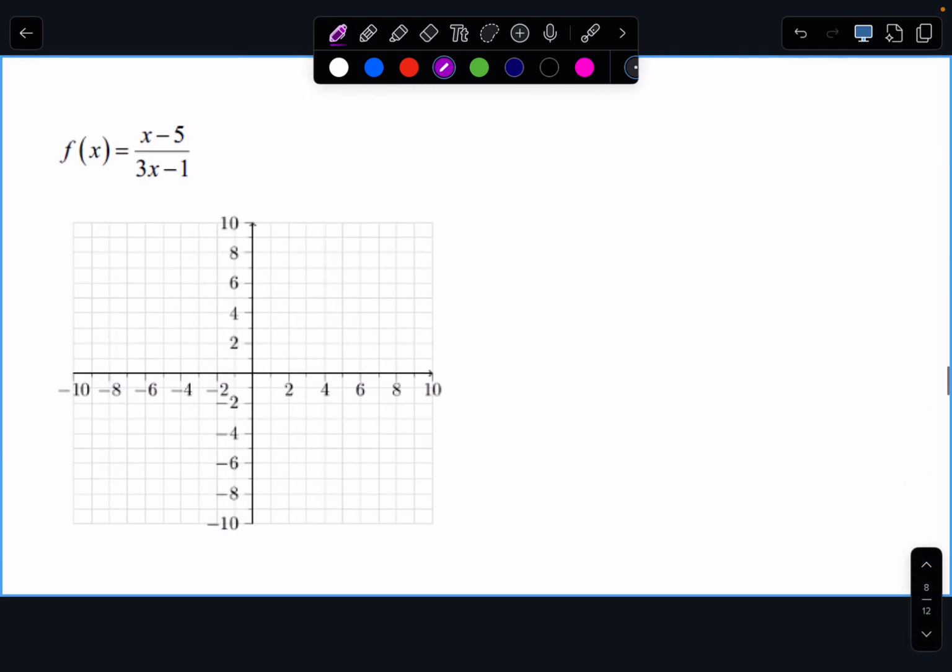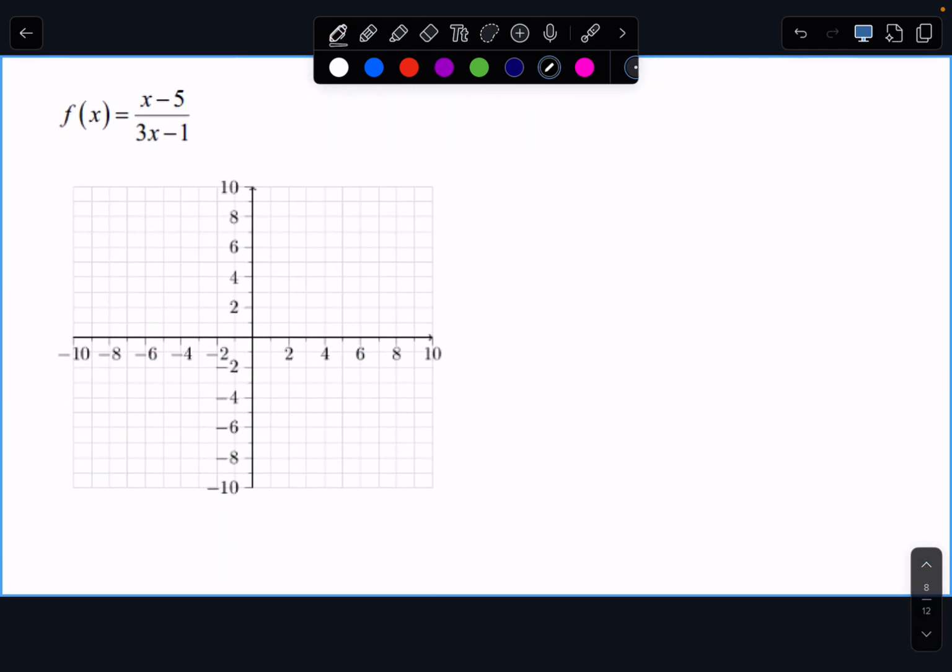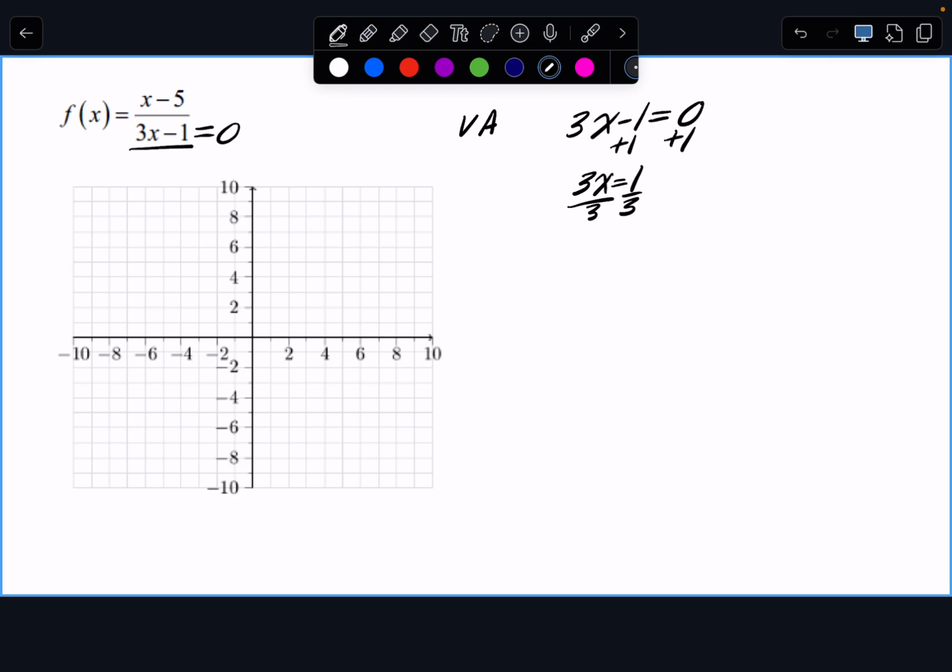Let's do another one. They get a little more advanced each time. That one was a really basic one. Okay, first things first is factor the top, factor the bottom. In this case, it's factored. So then we move on to vertical asymptotes, which come from the bottom restrictions. So if we set 3x minus 1 equal to 0 and solve, we add 1. 3x equals 1, divide by 3. X equals 1/3 is the bottom restriction. So that's my vertical asymptote.